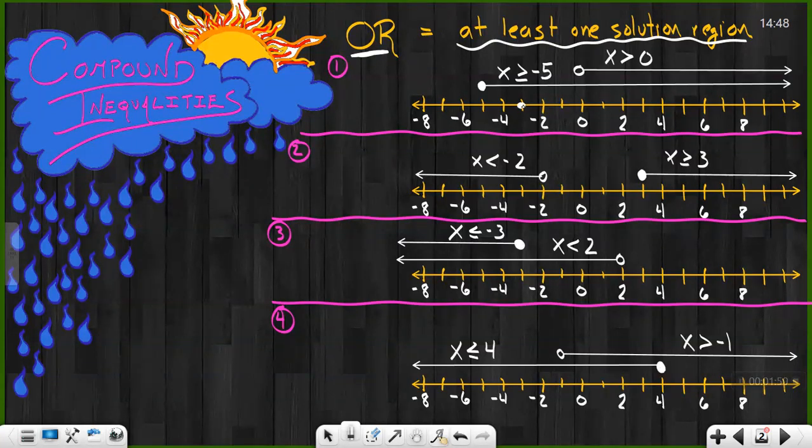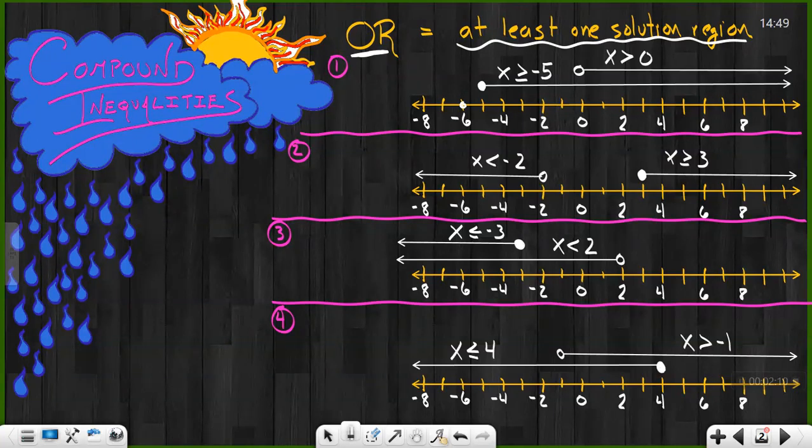Let's look at negative 3. Is negative 3 greater than or equal to negative 5? Yes. Or greater than 0? Well, no, but it is greater than or equal to negative 5 and therefore a solution. What about negative 5? Yes, negative 5 is a solution to this because it's greater than or equal to negative 5. It only has to make one of them true.